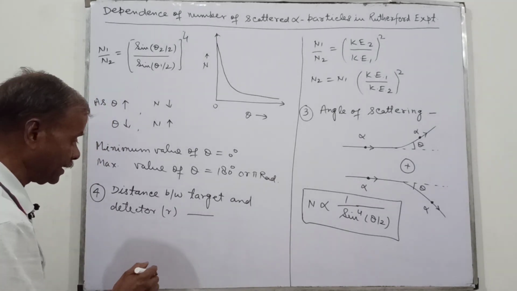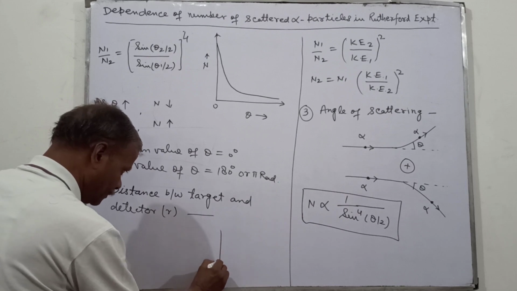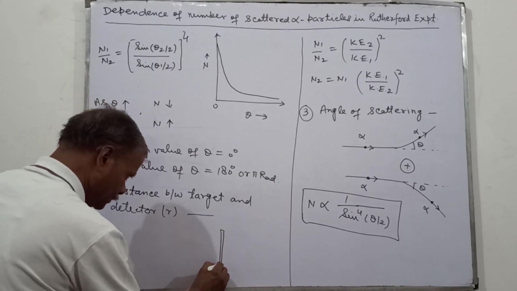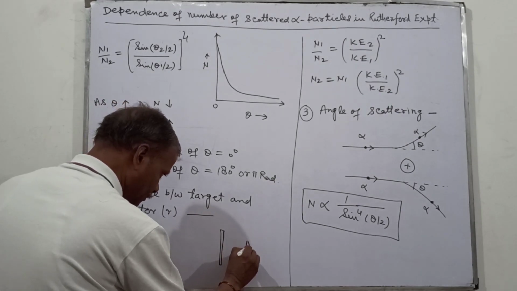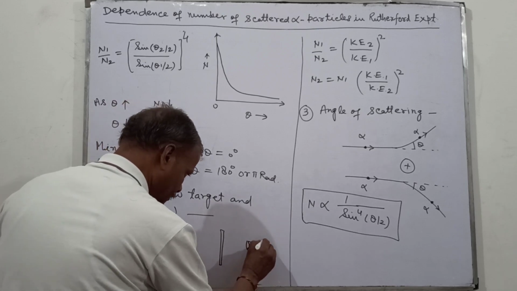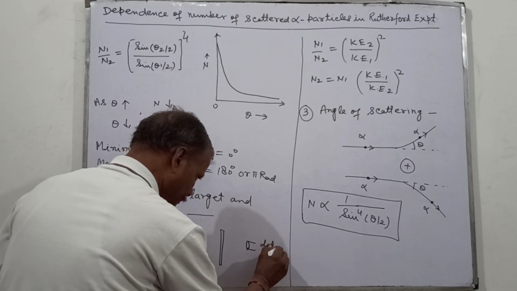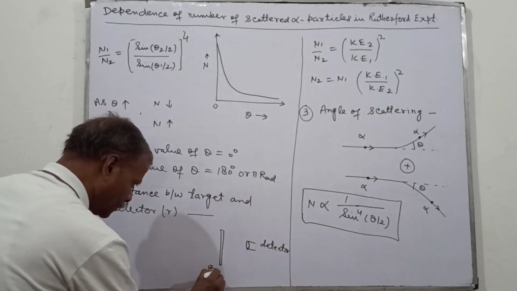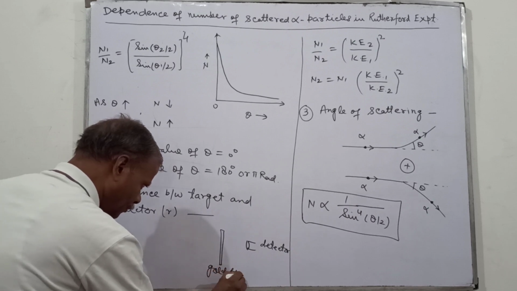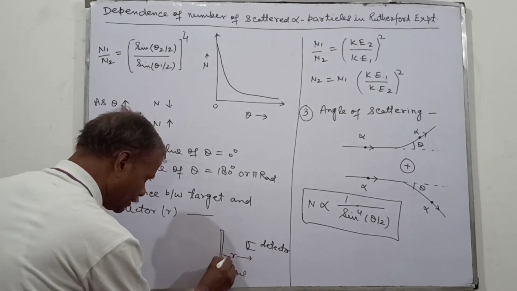तो इसमें होता क्या है कि ये गोल्ड फॉइल है, suppose this is now gold foil, यहाँ डिटेक्टर लगा हुआ है, this is now detector. ये गोल्ड फॉइल है. तो इनके बीच की डिस्टेंस ये आर है, this is now R.